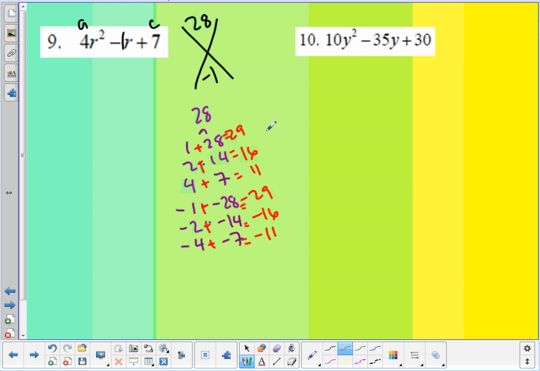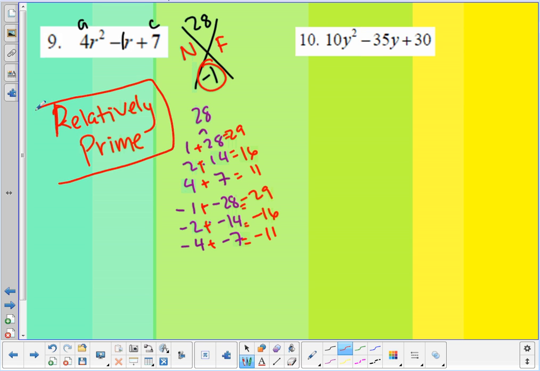So when I look through that list of sums, I don't have anything that gives me a negative 1. Therefore, there are no factors that multiply to 28 and add to negative 1 at the same time. This one is not factorable, or in other words, relatively prime. So this is a trinomial that is relatively prime, meaning there are no terms that I can break it up into factored form.